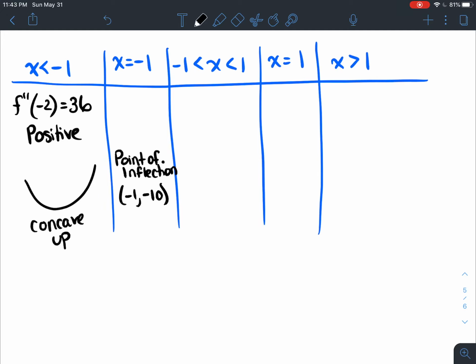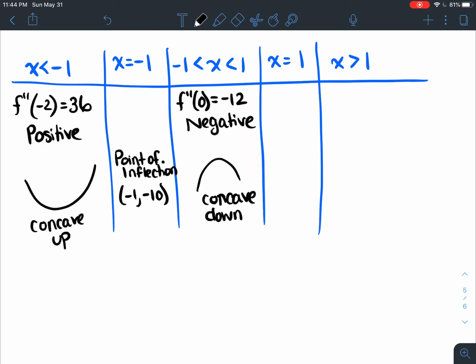Okay, and then let's pick a value in between negative 1 and 1. I'm going with 0. So let's find the second derivative when x equals 0, and we'll get negative 12. So that is a negative number. So you know our graph is going to be concave down there. And then at x equals 1, we have another point of inflection. And if I sub that in, it's going to be at 1, negative 10.